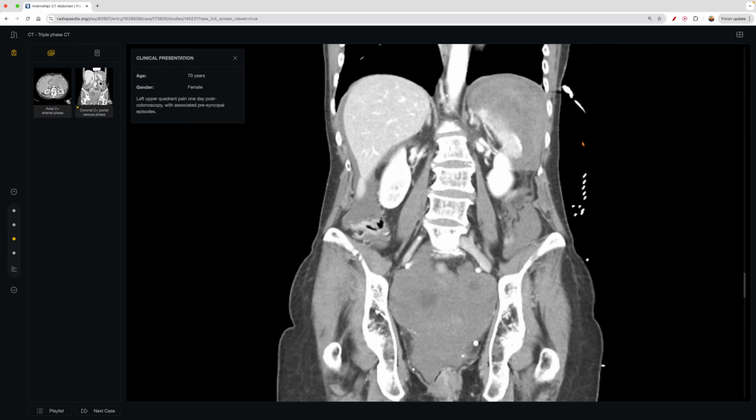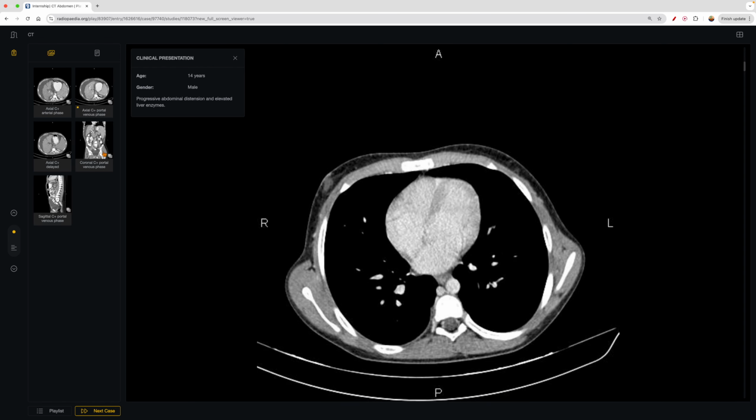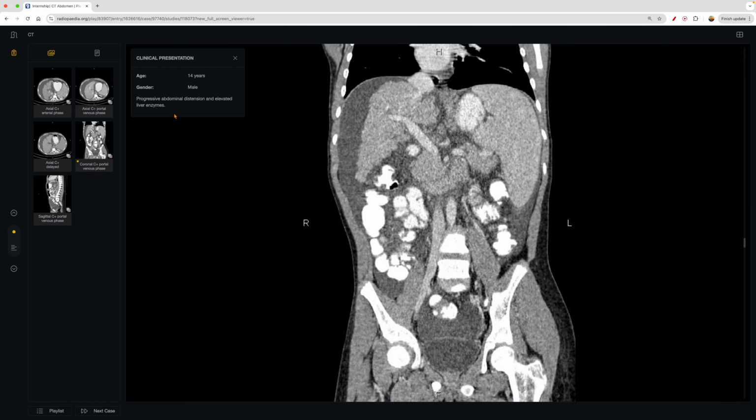So I think the takeaway from this, certainly not on the USMLE exams, but clinically speaking, if you do see a bunch of gray within the abdomen, which is supposed to be black, then you would definitely want to be thinking about if there's fluid accumulation. And speaking of fluid accumulation, we'll have a 14-year-old male, progressive abdominal distension and elevated liver enzymes.